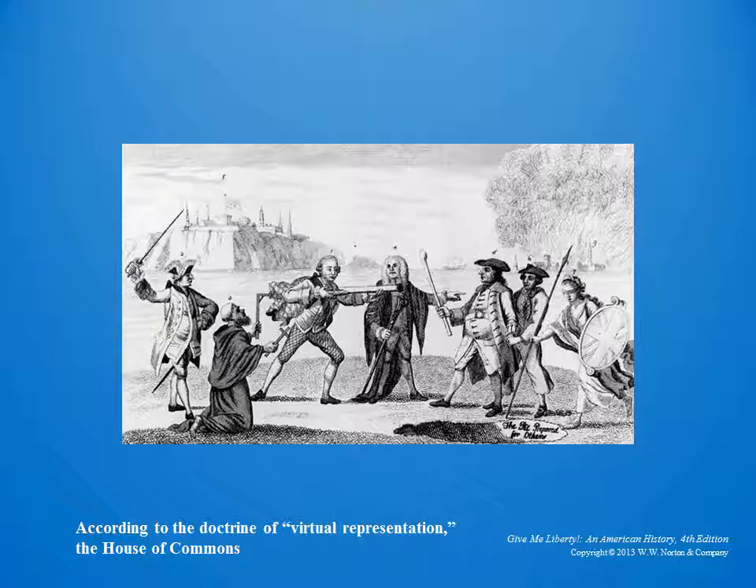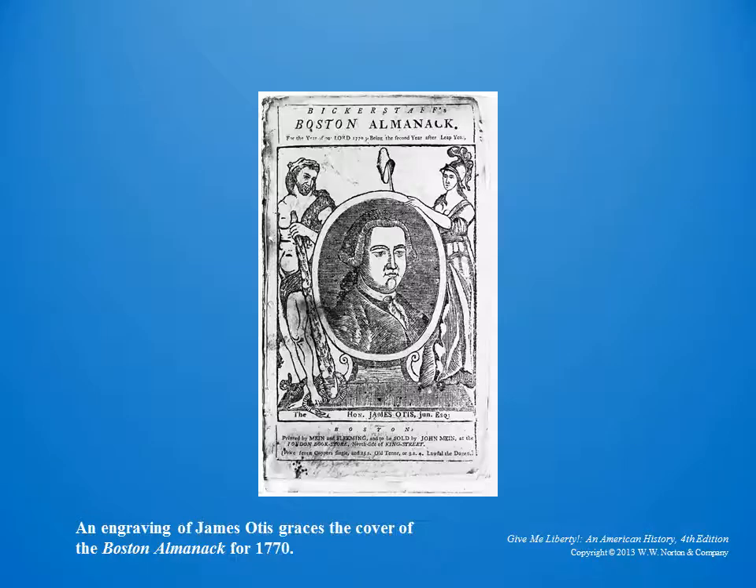Blinded Britannia on the far left is stumbling into a pit. Next to her, two colonists complain of being robbed by British taxation. In the background, we see the Catholic city of Quebec and the Protestant town of Boston, which is in flames. Here's an engraving by James Otis that is gracing the cover of the Boston Almanac of 1770. He is flanked by the ancient gods Hercules and Minerva, who is carrying the Liberty Cap.